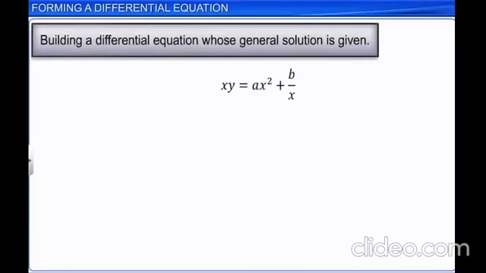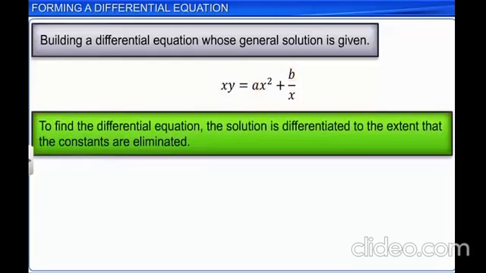Given a general solution, let's learn to build a differential equation out of it. Let's assume that the function x squared y equals ax squared plus b upon x is the general solution of a differential equation. Let's find the differential equation. Observe the equation carefully. Note that the variables in the equation are x and y, and the constants are a and b. To find the differential equation, keep on differentiating the general function till the constants get eliminated.